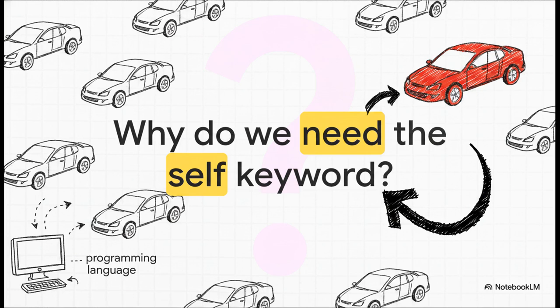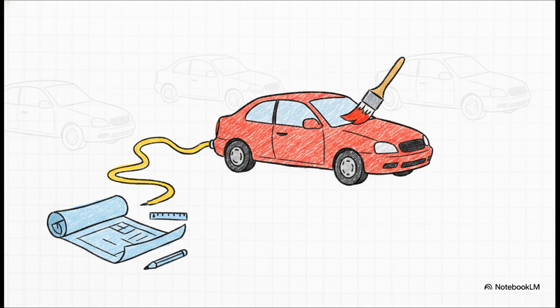Think about this. If we build 100 identical cars from our blueprint, and we want to paint just one of them red, how on earth does the programming language know exactly which car's paint attribute to change? Well, that's where self comes in.